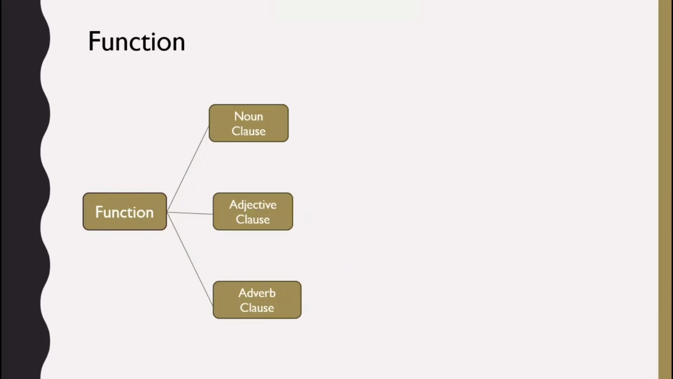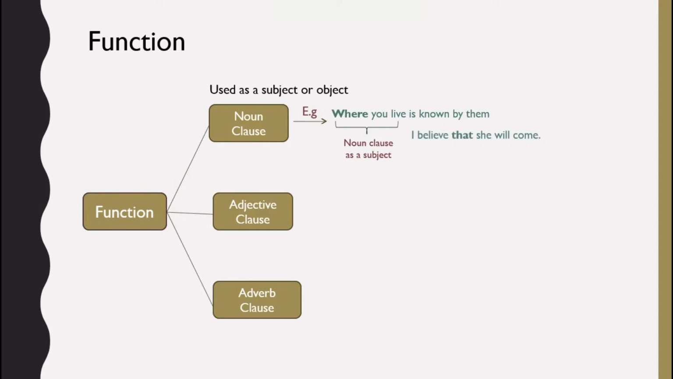So, the first step to distinguish the differences between noun clause, adjective clause, and adverb clause is by its function. Noun clause has a function as subject or object. For example, where you live is known by them. Where you live has a function as noun clause as a subject. I believe that she will come. That she will come has a function as noun clause as an object.